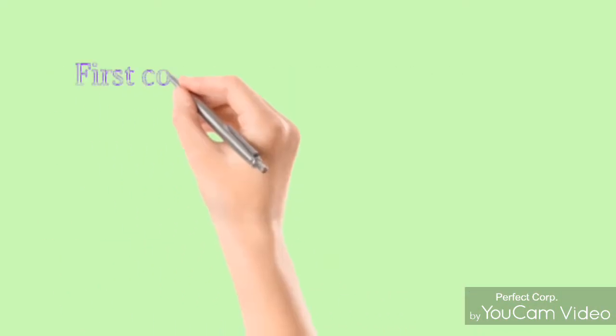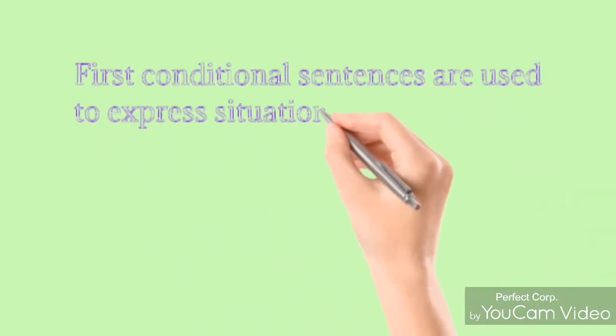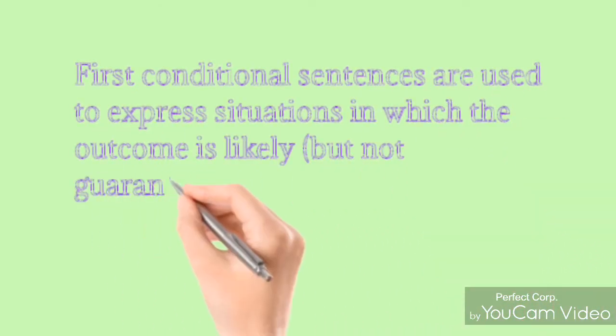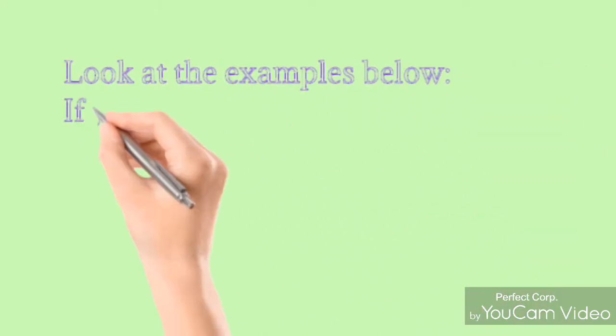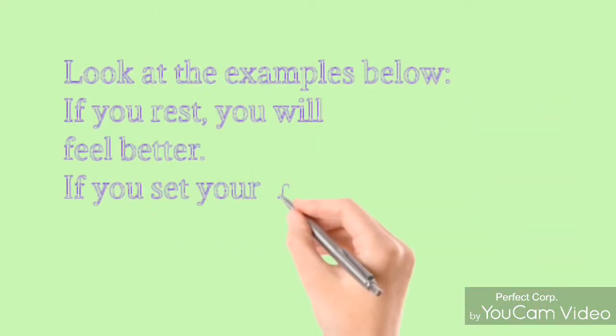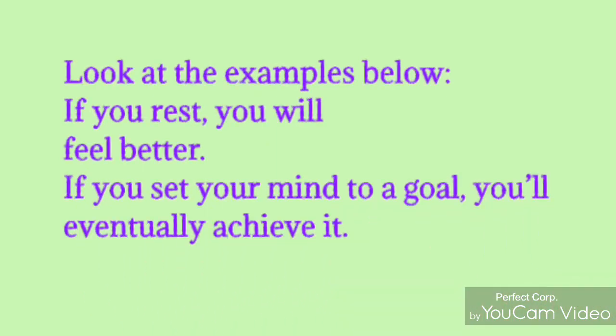First conditional sentences are used to express situations in which the outcome is likely, but not guaranteed, to happen in the future. Look at the examples below. If you rest, you will feel better. If you set your mind to a goal, you'll eventually achieve it.